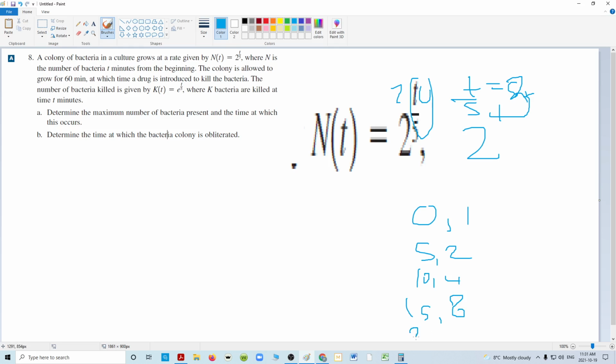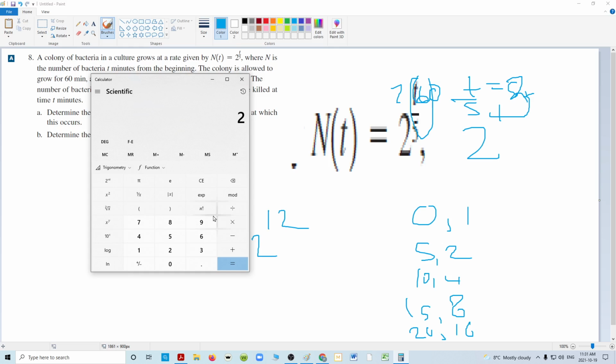these bacteria will double. And keep in mind the culture rate's given by that, where n is the number of bacteria and t is minutes. The colony is allowed to grow for 60 minutes. So it's 60 minutes here. 60 divided by 5 is 12. And 2 to the 12 is about 4,000 bacteria. And you can see how fast it grows.